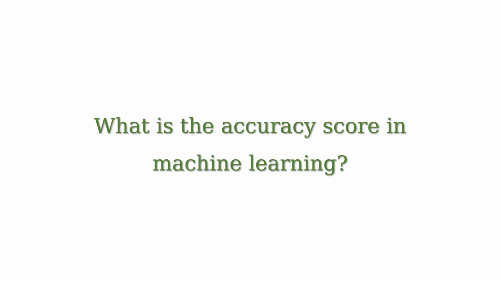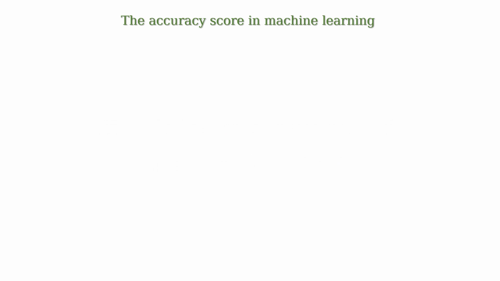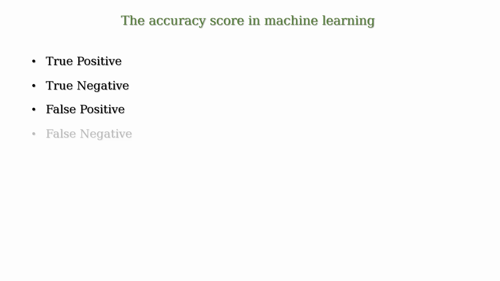What is an accuracy score in machine learning? In this video, we will discuss that in detail. But before we discuss the accuracy score, we need to understand certain terms. They are true positive, true negative, false positive, and false negative. What are they? Let's try to understand that first.